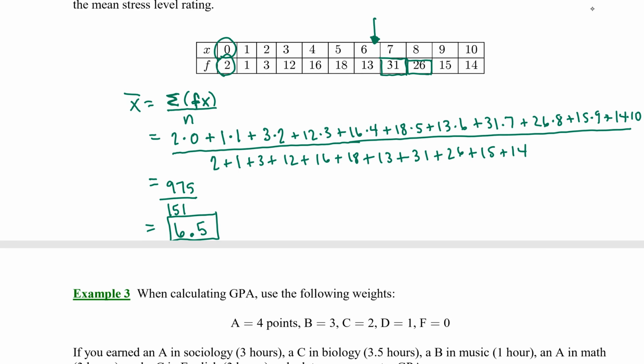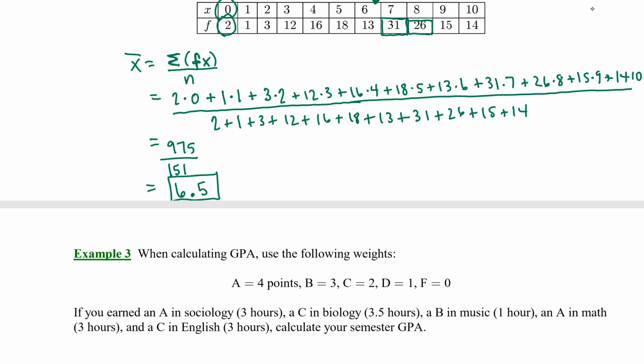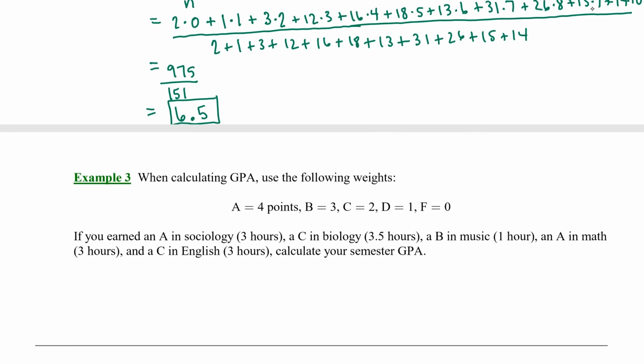Now, believe it or not, your GPA is calculated as a weighted average, using the formula that we just practiced. For example, when calculating GPA, use the following weights. An A counts for 4 points, a B counts for 3 points, C counts for 2 points, D is 1, and finally F is 0.